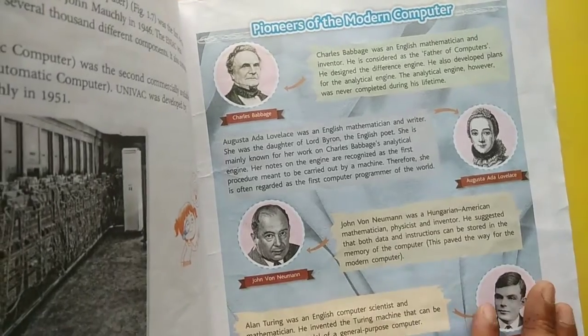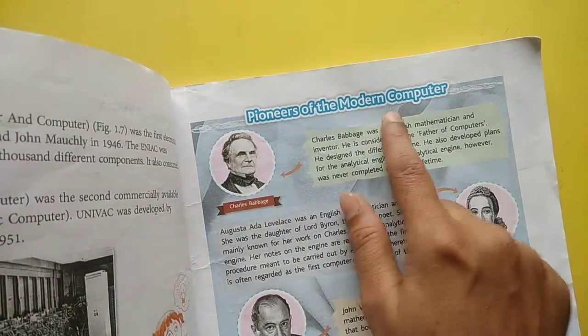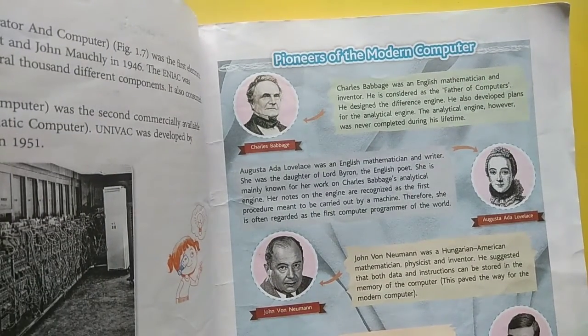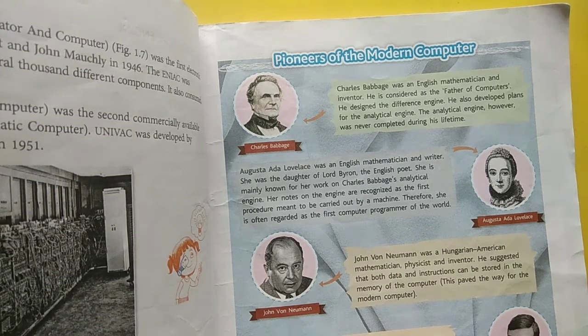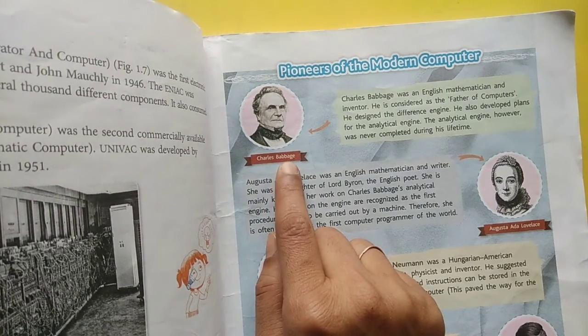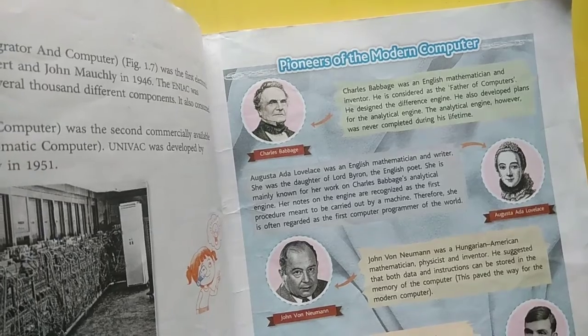Now I think this is enough for today. We will read further next day. We will read next day about Pioneers of the Modern Computer. Pioneer means those who are the base, who invented, who prepared the basic structure. Like we say Charles Babbage is the father of computers, right? And we will read about these pioneers.